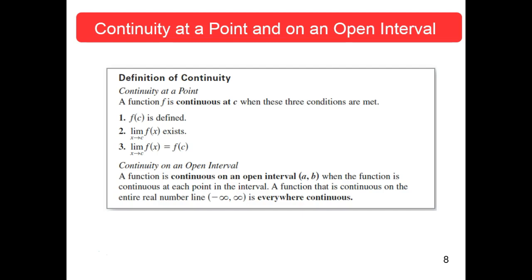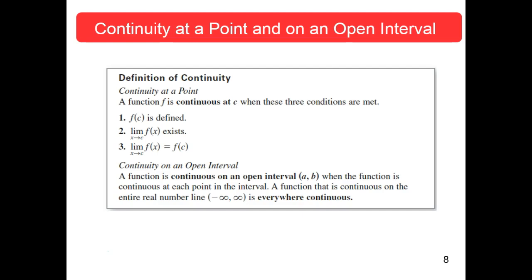Now you can have mixed intervals. We're not going to run into them much, but you could have a bracket here and an open parenthesis there, or you could have a parenthesis here and a bracket here, meaning the first would be including a but not b, the second would be not including a but including b. Being a little picky here. But it's continuous on an open interval when the function is continuous at every point in the interval, every real number between a and b, not necessarily at a or b.